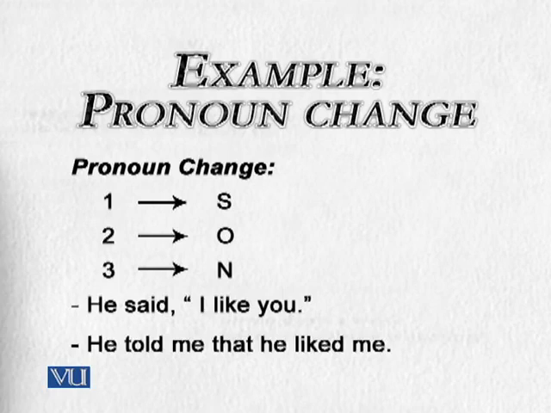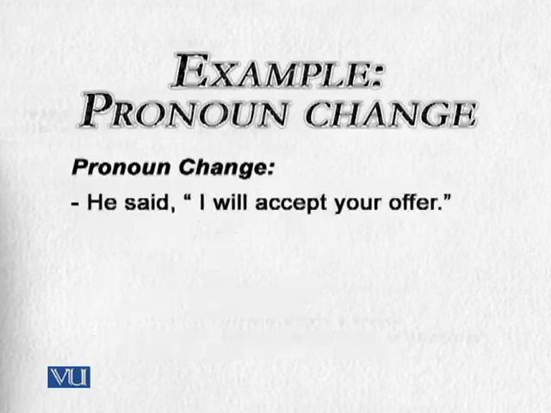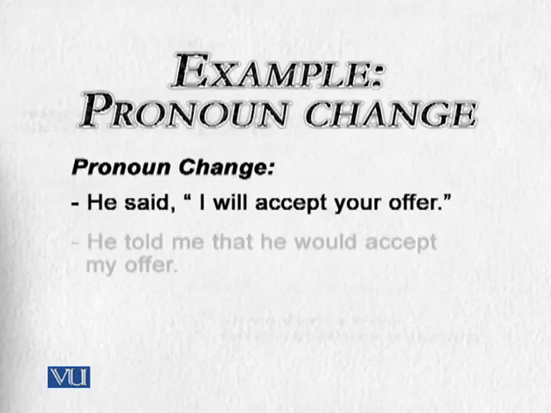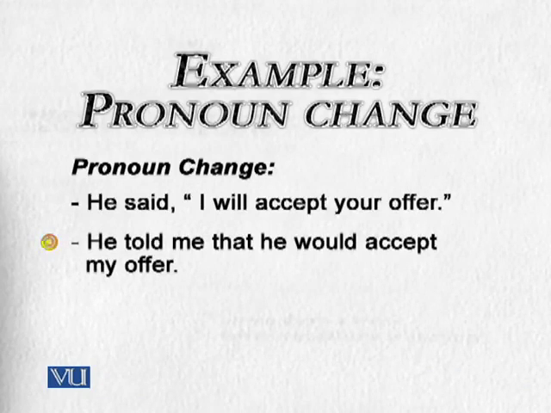He told me that he liked me. And you is what? Second person. It should be changed according to the object, and the object is me. So, the sentence goes this way. He told me that he liked me. You can see the second sentence also. He said, I'll accept your offer. And indirect speech with changes: he told me that he, I into he, would accept my, not your now, because the object is me. So, your is the second person pronoun in possessive form. Your will be changed into my, because my is also the possessive form of I. So, he told me that he would accept my offer. So, this is the pronoun change.